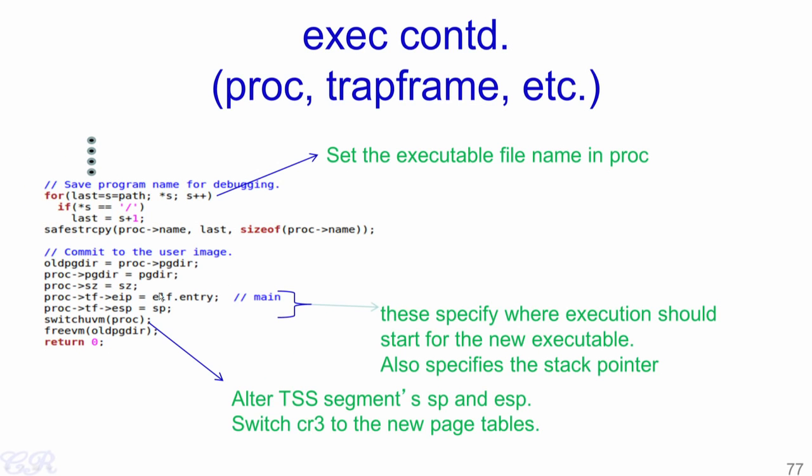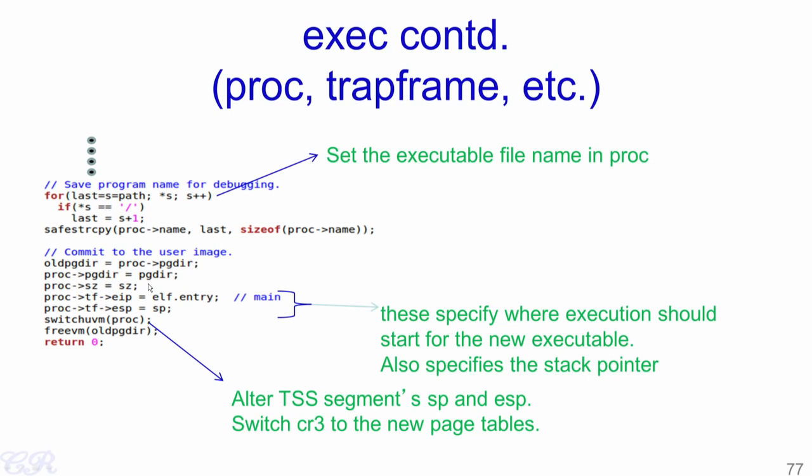This is done by filling the trap frame for this current process with ELF entry. Essentially, the TF EIP, that is the instruction pointer in the trap frame, is stored with ELF.entry, which essentially is a pointer to the main function of the user program. Similarly, the stack pointer is set to SP. So, we are creating the trap frame, with ESP set to SP.